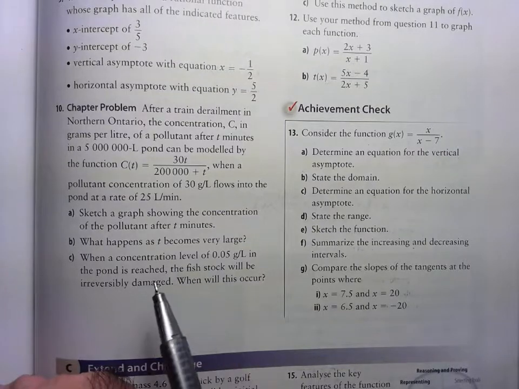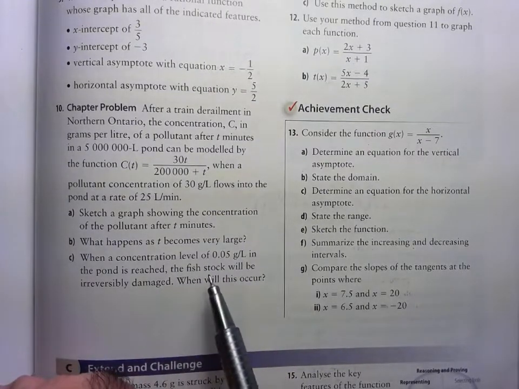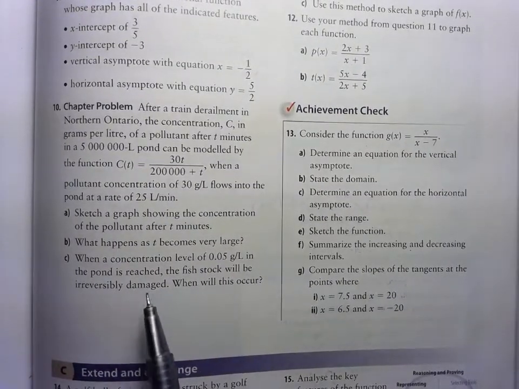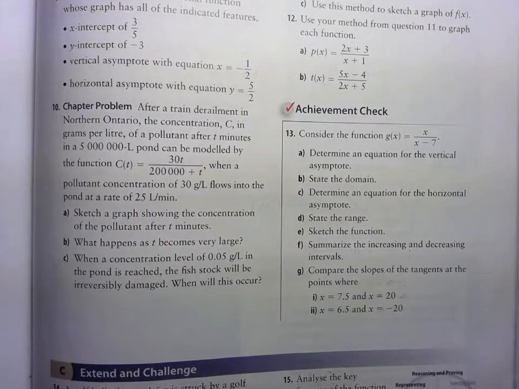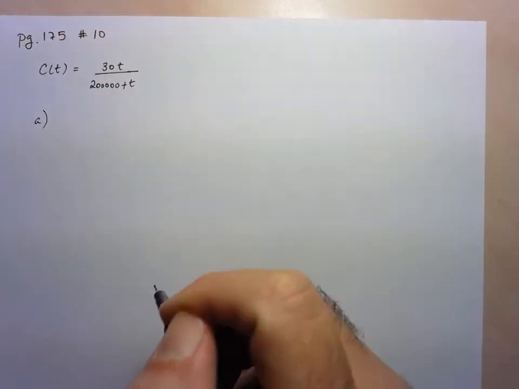And then when a concentration level of 0.05 grams per liter in the pond is reached, the fish stock will be irreversibly damaged. They want us to know when this occurs. Okay, and this actually will lead us into what we're going into next class. All right, so let's get this function here, and let's answer the first one. So they ask us to sketch a graph. Okay, so let's start by sketching a graph here.